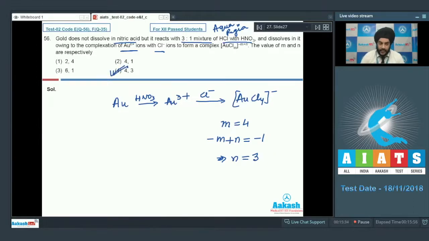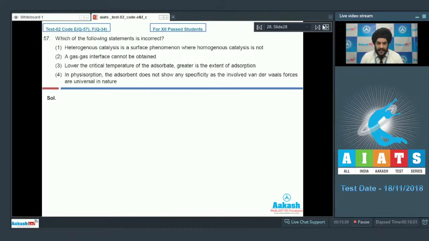Let us look at the next question. Question number 57. Which of the following statements is incorrect? Let us look at the first option. Heterogeneous catalysis is a surface phenomena, whereas homogeneous catalysis is not. Yes, this is correct. In homogeneous catalysis, the catalyst is in the same phase as that of the reactant and the products. So this is not a surface phenomena.